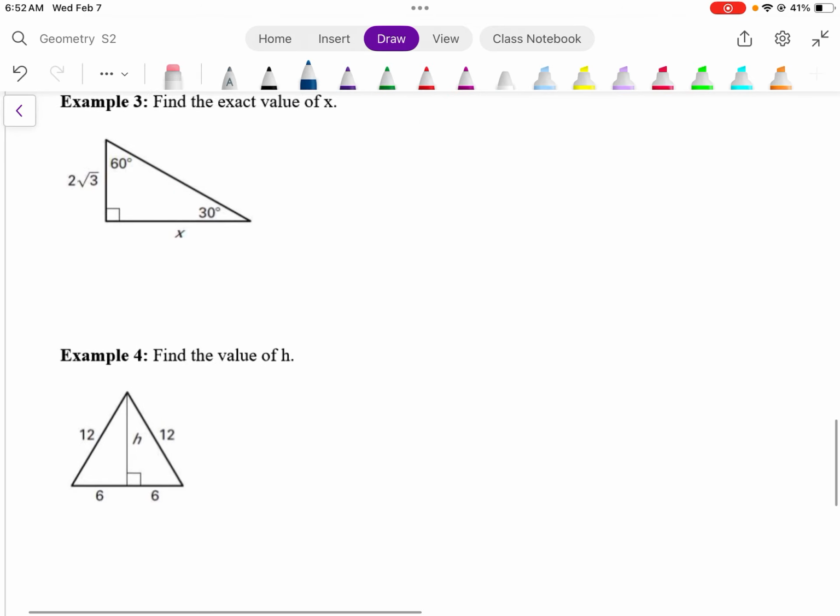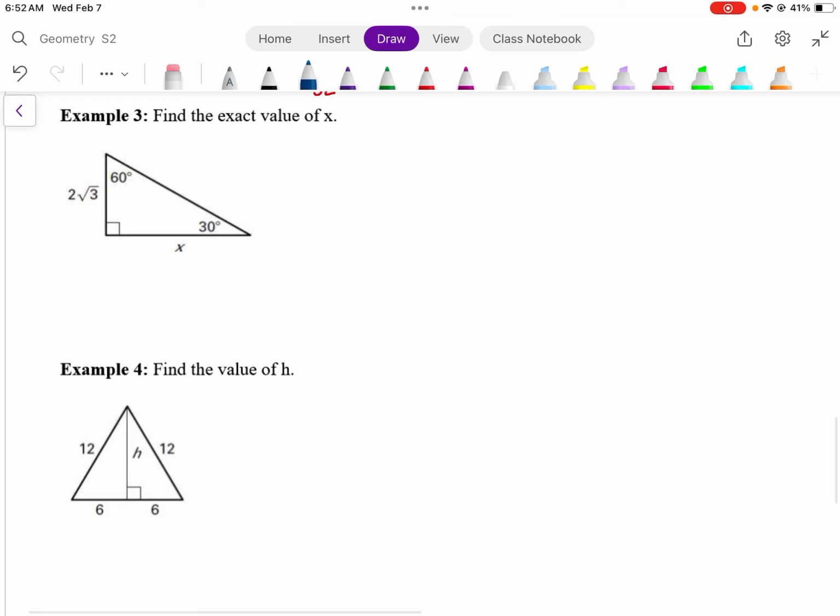All right, so we have two more examples. I would recommend pausing and trying them on your own and then checking your answers. Remember, always start with labeling your triangles. So we have our hypotenuse, short leg, and our long leg. And then you would want to write out your two equations.